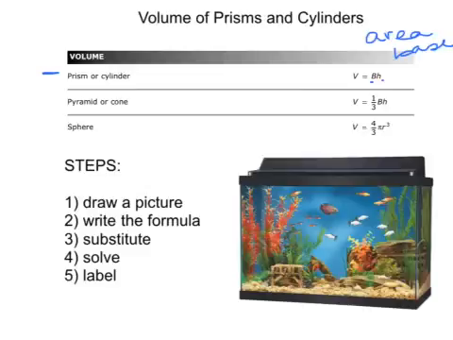All right, so just like our steps were with surface area and really with area and perimeter, we're going to start by drawing a picture if one is not already drawn, write the formula, substitute and solve, and lastly, just make sure you have a label.